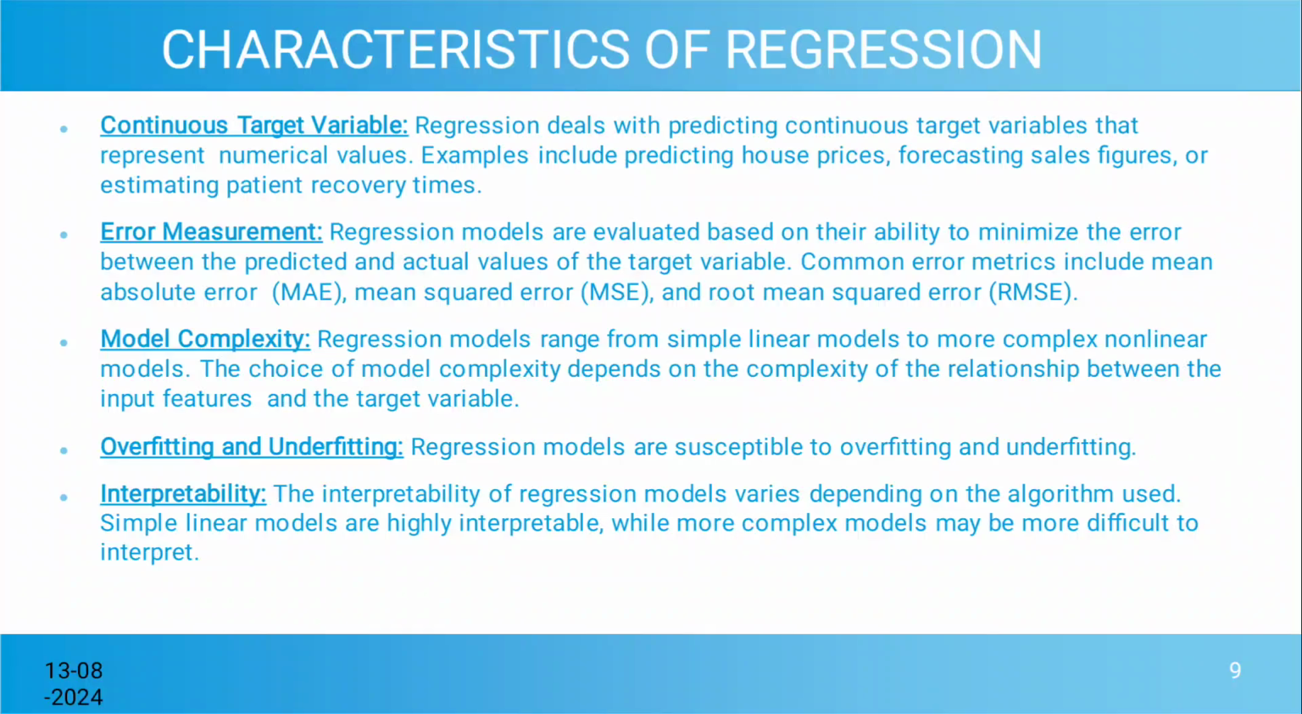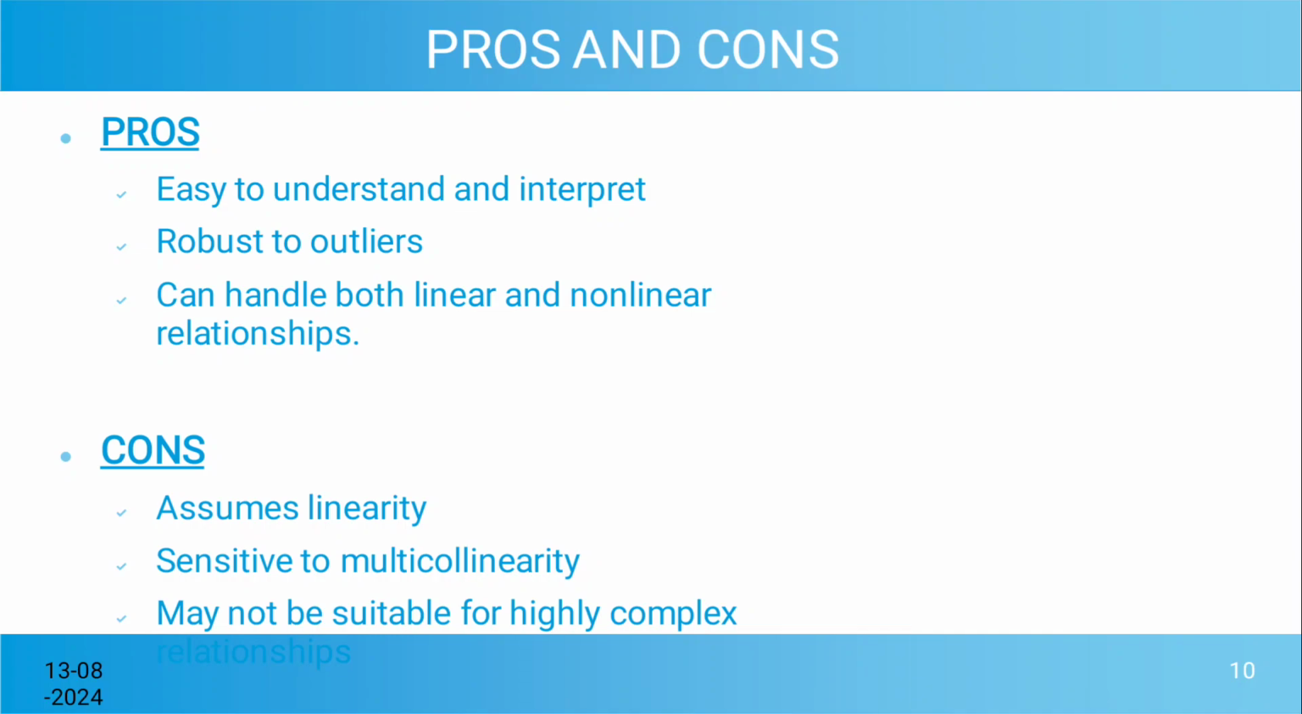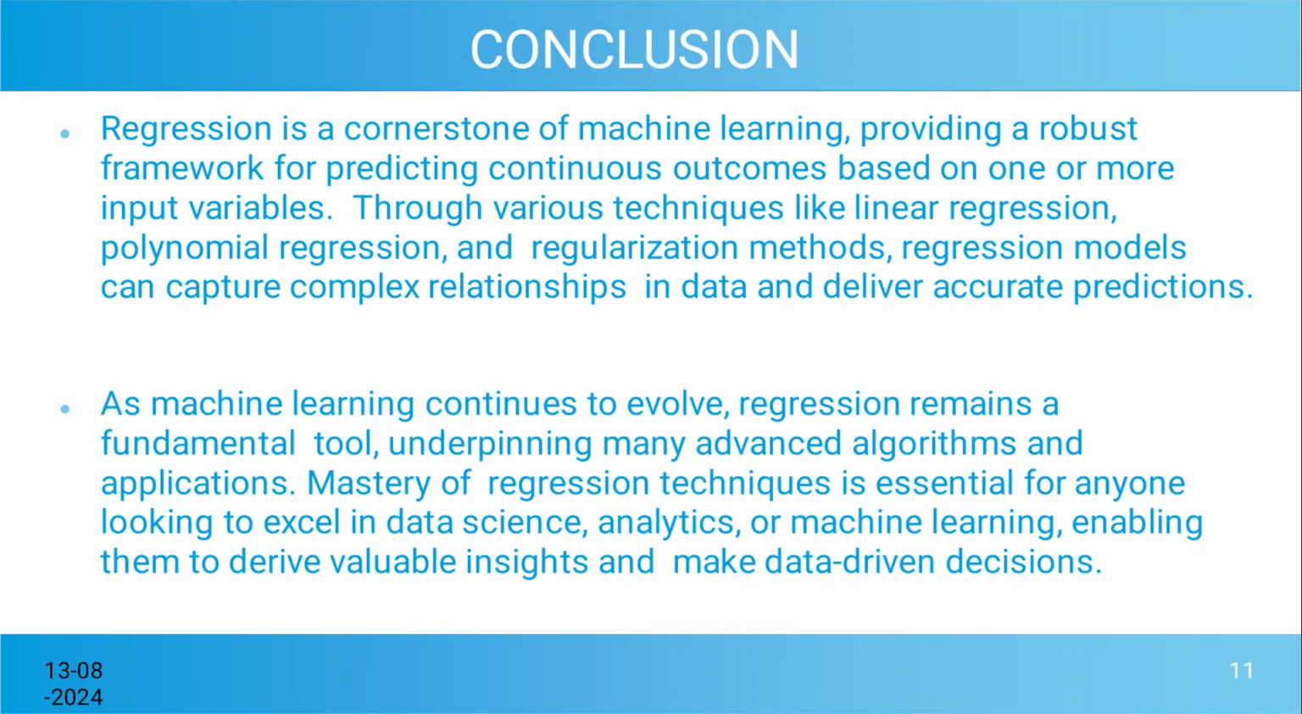In interpretability, the interpretability of a regression model varies depending on the algorithm used. Simple linear models are highly interpretable, while more complex models may be more difficult to interpret. Pros and cons. Pros: easy to understand and interpret, robust to outliers, can handle both linear and nonlinear relationships. Cons: assume linearity, sensitive to multicollinearity, may not be suitable for highly complex relationships.